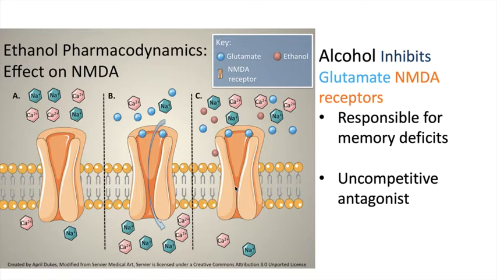It will impact NMDA at any level, but at higher levels, it has a higher occupancy of NMDA, which means that you're not going to be able to create memories, which is how you end up with a blackout.